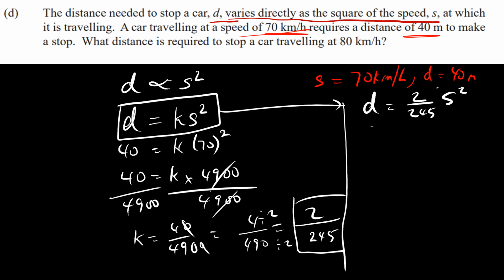Okay, so what they're telling us, what distance is required to stop a car traveling. So we want to find the distance required to stop the car at a speed of, so we're going to change s to the speed value, which is 80, and square it. Okay, so this looks like a job for the calculator. So what we're going to do, we're going to take 2 divided by 245, then multiply that answer by 80 times 80. That is 80 squared.